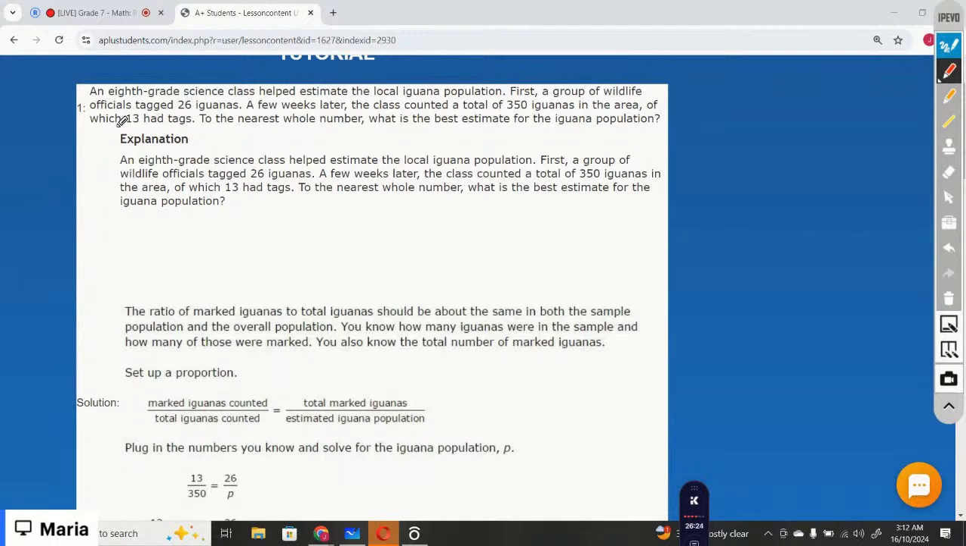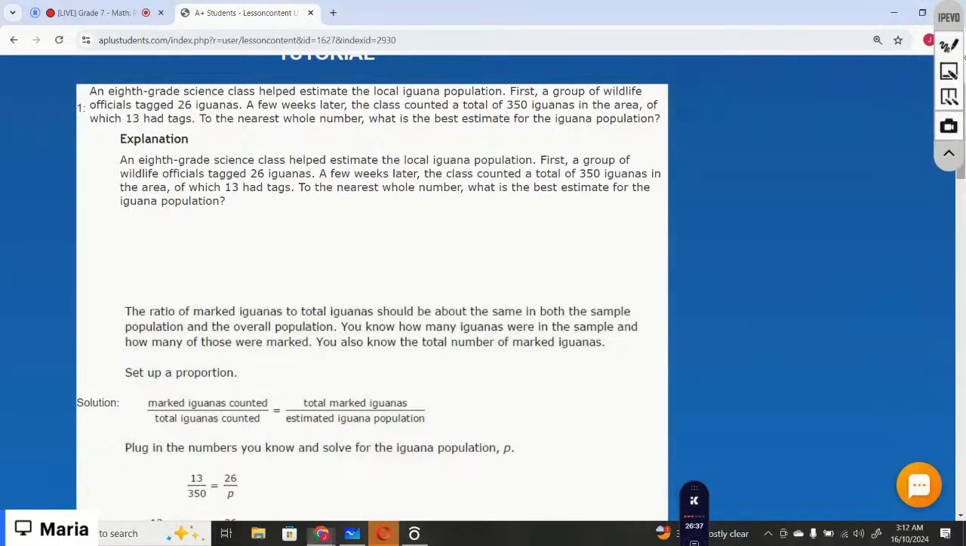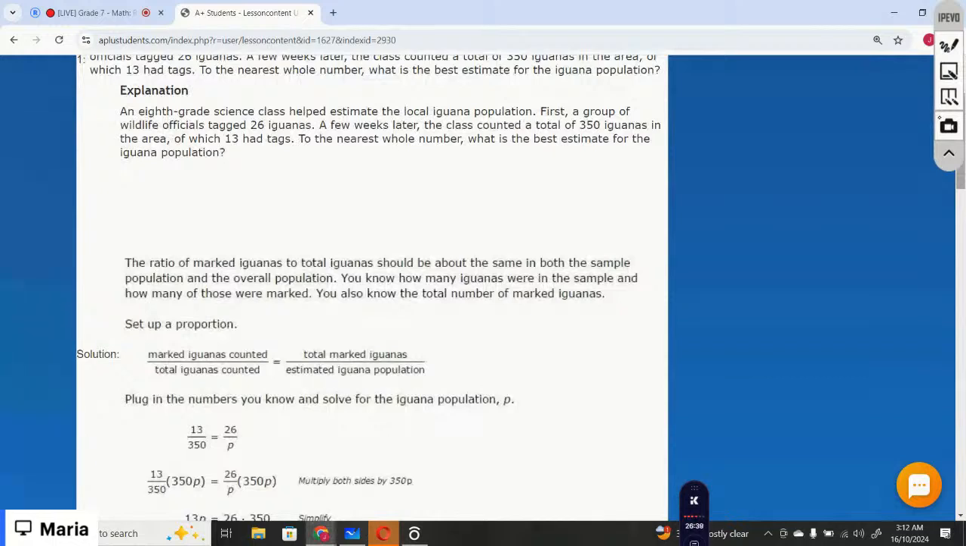First, a group of wildlife officials tagged 26 iguanas. A few weeks later, the class counted 350 iguanas in the area. Okay, 350 they counted total, and out of 350, 13 were tagged. So you have to make a ratio that is marked iguanas counted divided by total iguanas counted. 13 were marked, and the total were 350.